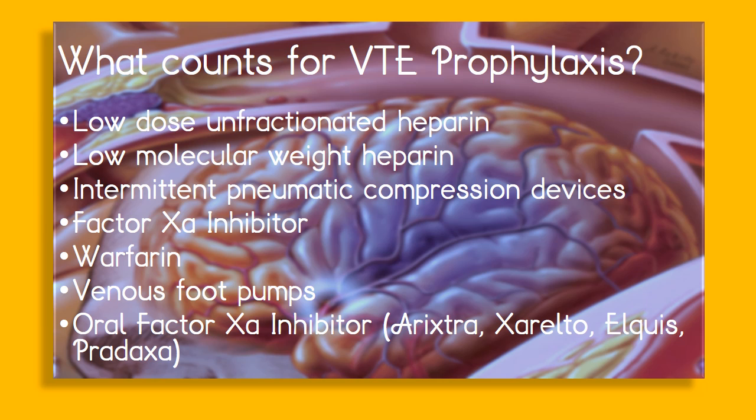Speaking of core measures, so your VTE prophylaxis, here's a list of things that count. Low dose unfractionated heparin, low molecular weight heparins such as Lovenox, your SCDs or intermittent pneumatic compression devices, factor XA inhibitor, Coumadin or warfarin, venous foot pumps, oral factor XA inhibitors such as Arixtra, Xarelto, Eliquis, and Pradaxa.